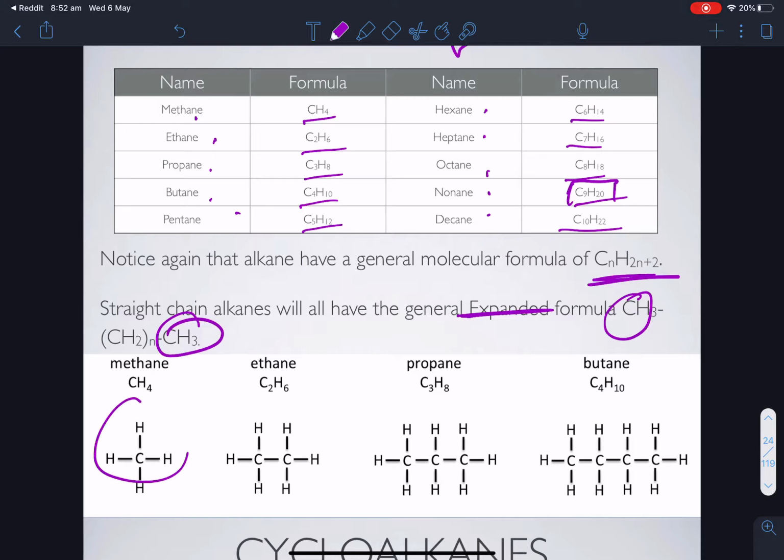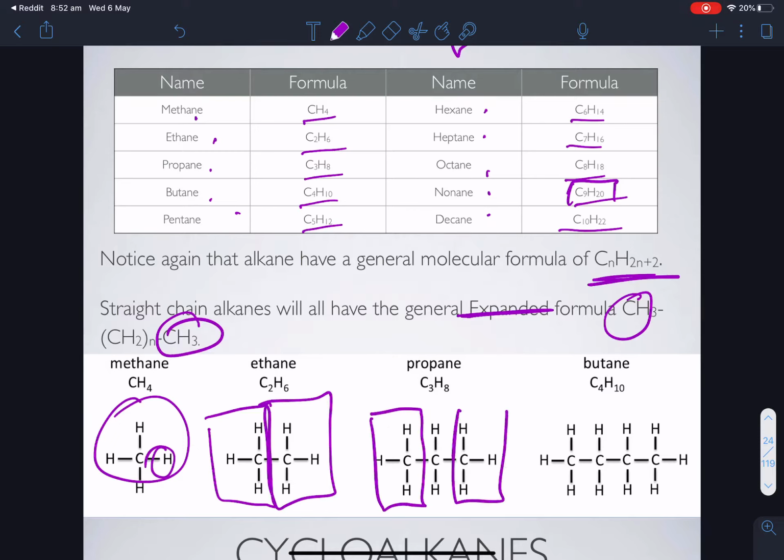So methane's the one exception because it's got its CH3 on the one end, but it can only have that. But you can see that ethane consists of 2 blocks of CH3. And propane is the first one. It's got its CH3s at the end and a CH2 in the middle. And butane has its 2 CH3s at the end and 2 units of CH2 in the middle. So that's another way to draw a condensed formula for your alkanes.